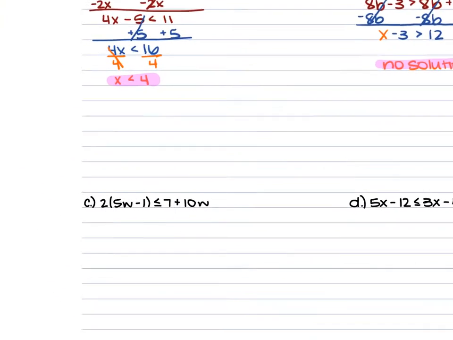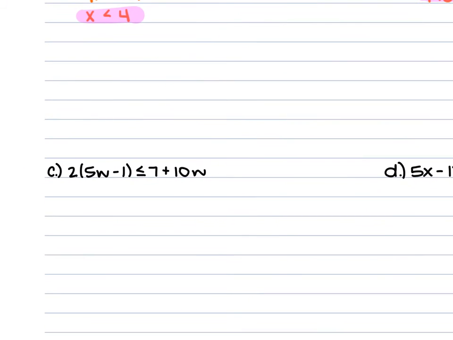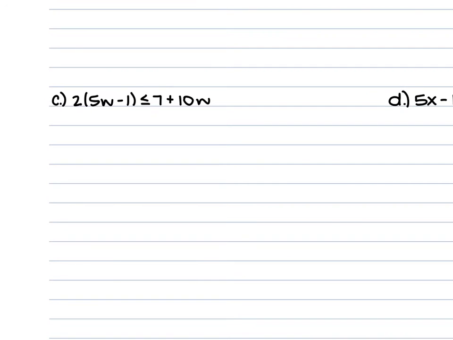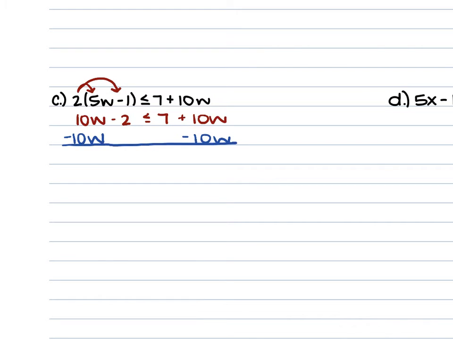For our next example, C, we have 2 times 5w minus 1 is less than or equal to 7 plus 10w. So I'm going to start this one by distributing the 2. So I have 10w minus 2 is less than or equal to 7 plus 10w. I'm going to bring my 10w's to one side. I subtract them from each side. They cancel out on each side.